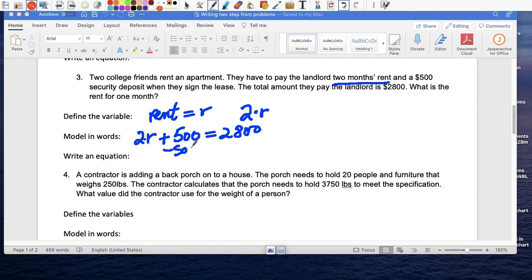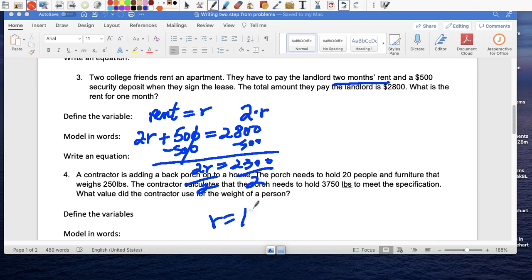So minus 500 on both sides. That goes away. 2R equals 2,300. Divide both sides by 2, and the monthly rent is what?